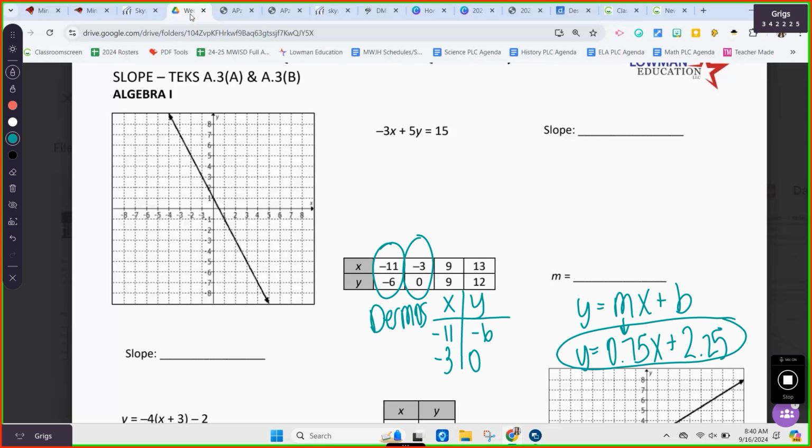Alright, let's look at this one. What do you notice about this one? It's in an equation. Have we pulled slope off of this type of equation before? X and Y are on the same side, so it's kind of funky. What do we do? Solve for Y. Have we regularly been solving for Y? Yes. That's what we're going to do here. That's why we learned the purpose of solving for Y.